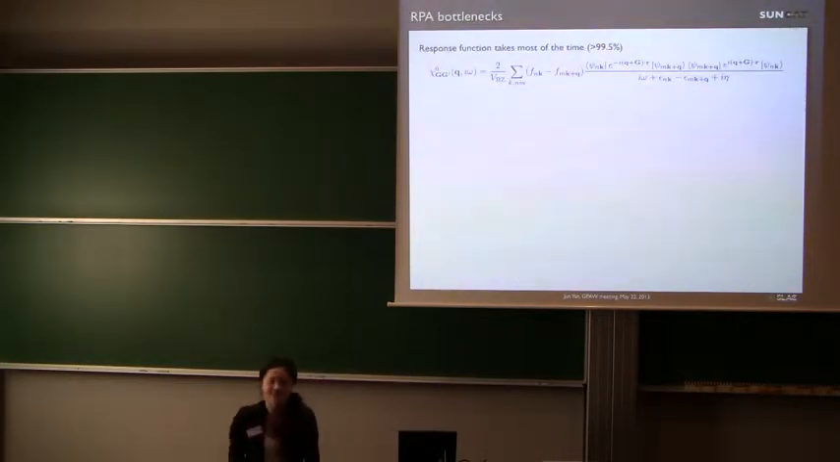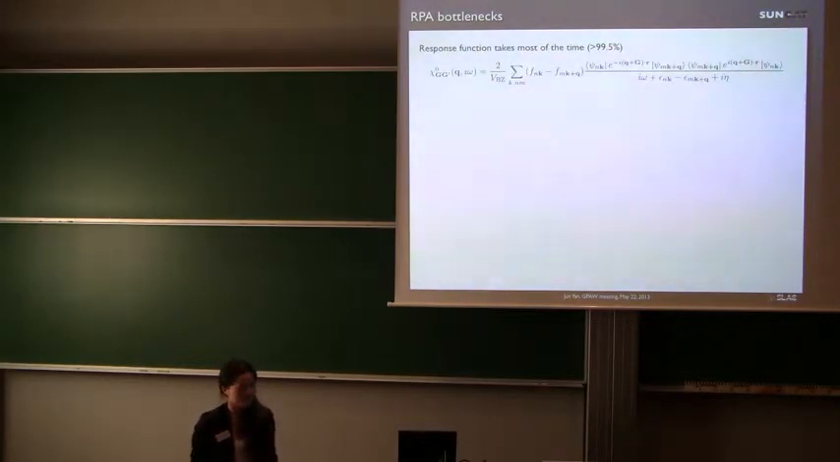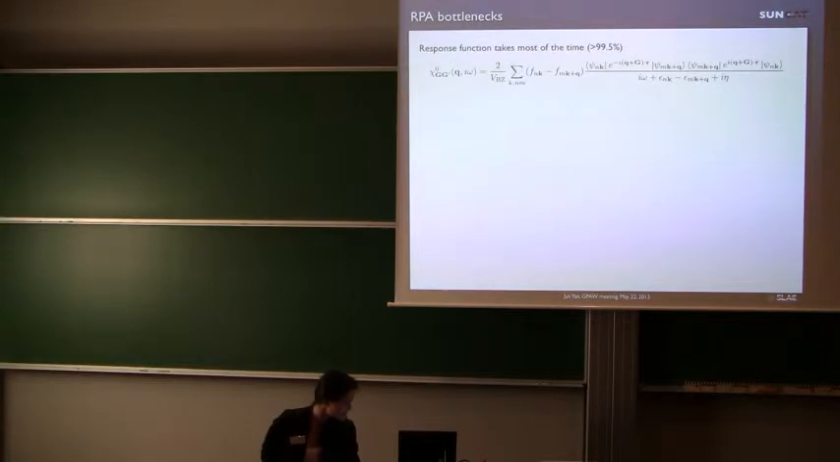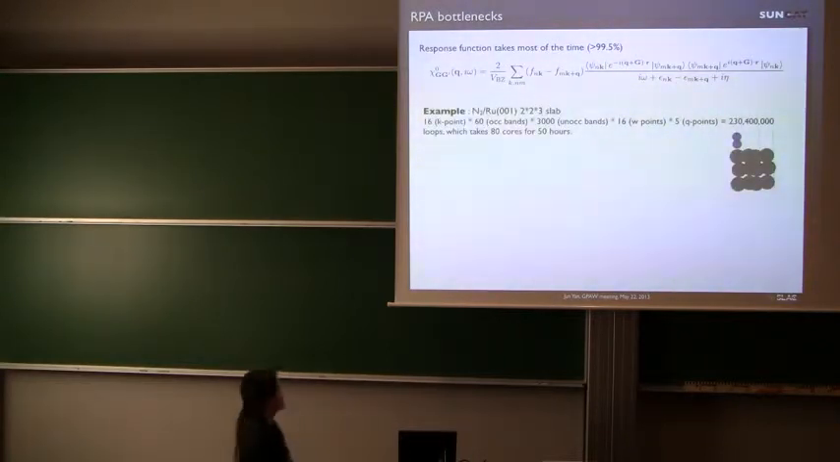After we solved the ground state problem, I had enough bands to do a calculation. The next bottleneck is that RPA is so expensive. The expensive part comes from this huge summation. You probably ask, why do you want to do this huge summation? It looks very stupid to do a huge loop like this.